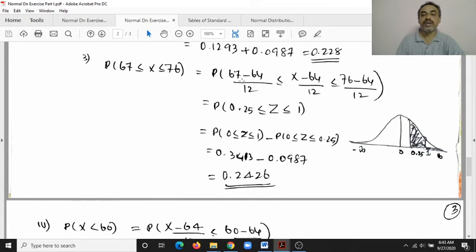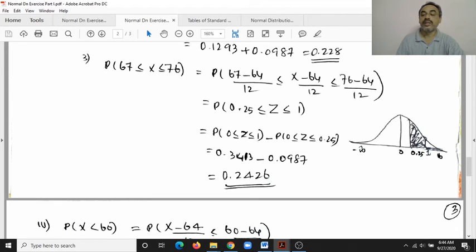The third is between 67 and 76. Here also we find the equivalent limits of the standard normal random variable, obtained by transforming normal to standard normal, and they are 0.25 and 1. This sector lies entirely on the right side. Here is 0.25, and here is 1, and the strip in between is the area required.